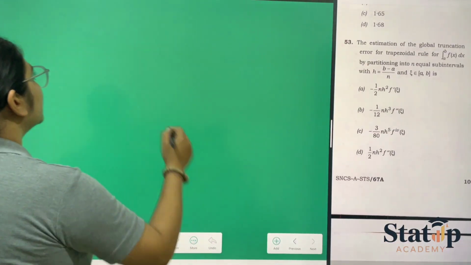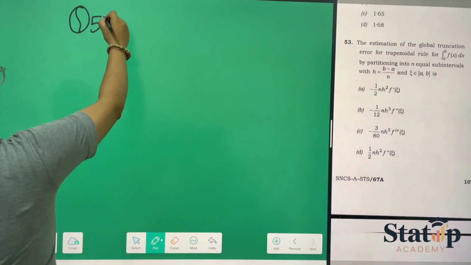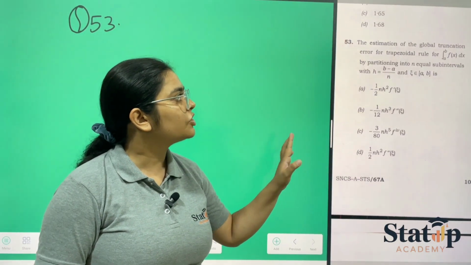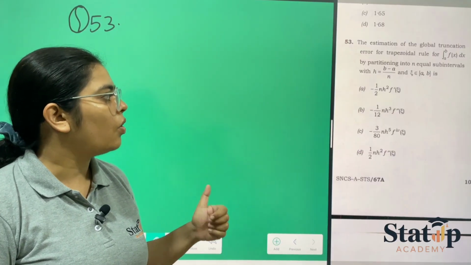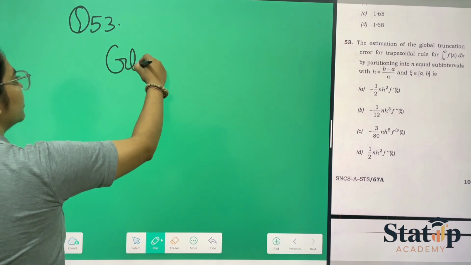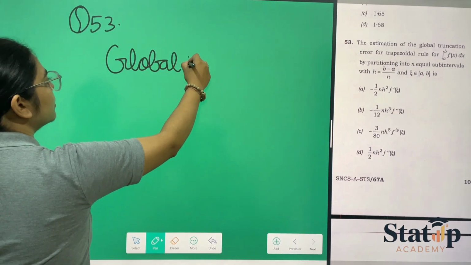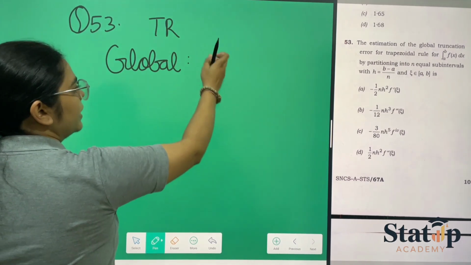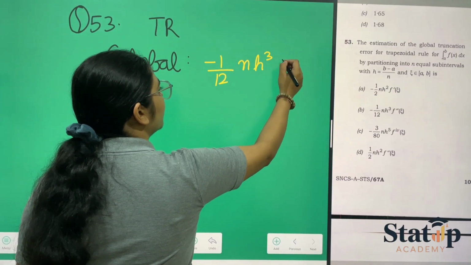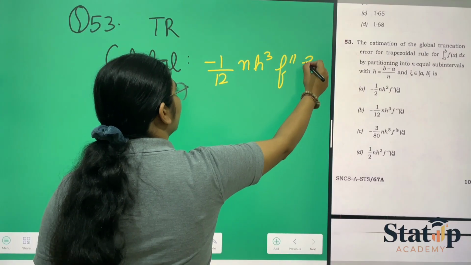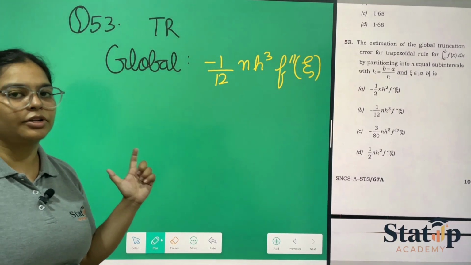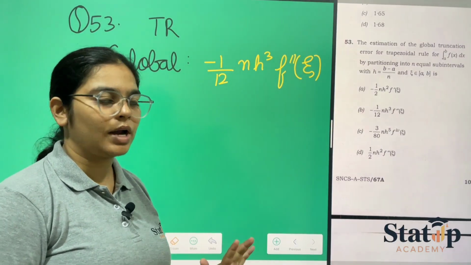Okay, now moving towards another question, which is our question number 53. This is the direct implementation of a rule that we have done, the global truncation error and the local truncation error. The global truncation error for the trapezoidal rule is minus 1 upon 12 n h cube f double dash epsilon. This is the direct implementation of the error rule that I have made you understand.